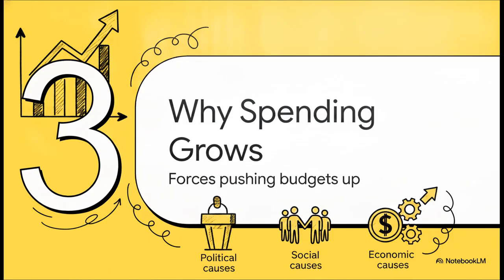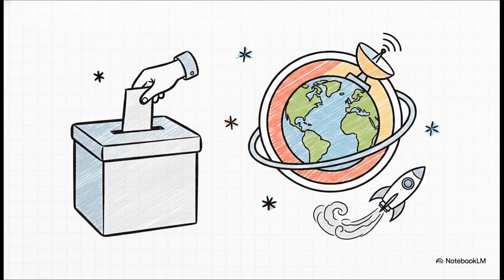Which brings us to Section 3, why public spending grows. Because if you look at historical government budgets, they really seem to only go in one direction, up. Let's look at why. First up, the political causes. Honestly, the very structure of a democratic welfare state is just inherently more expensive than a totalitarian regime. Democracies require regular elections, and those are costly.